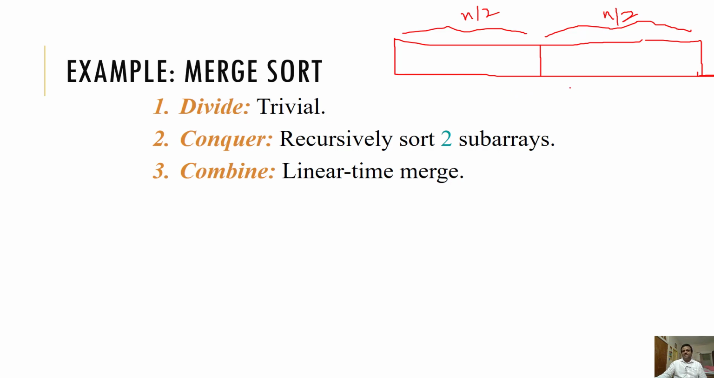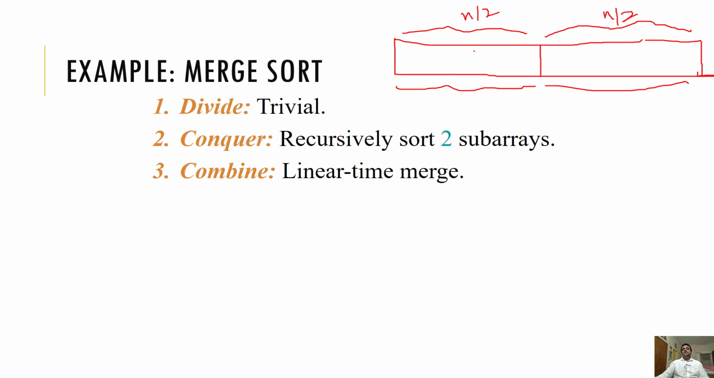It is very trivial. We just need to find the index, and then we call merge sort recursively on this sub array and on that sub array. That is the conquer step. We conquer these sub problems by solving these two recursively.